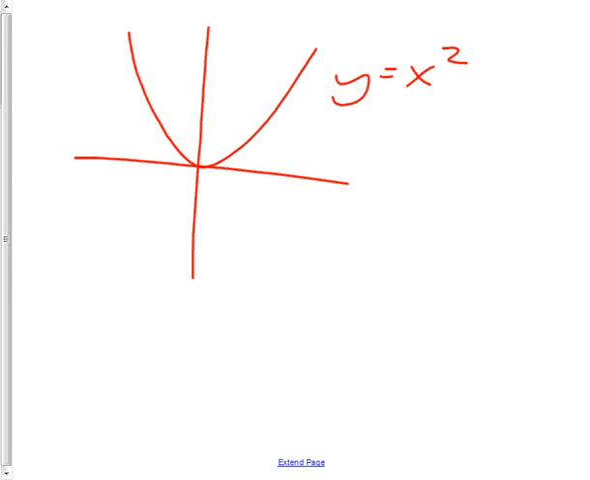The domain of it is about the x's of it. There's domain and there's range. The domain is about the x's. I'm going to put a little x here. The range is about the y's.